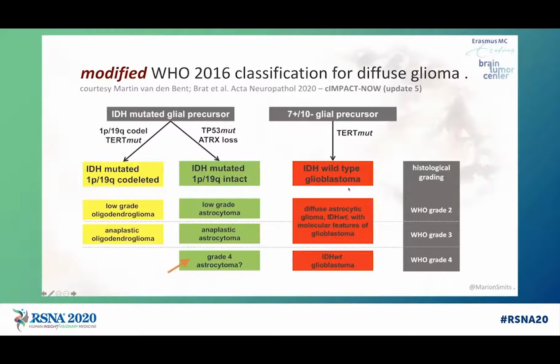IDH mutated tumors are then, as they are now, further classified according to their 1p19q co-deletion status, differentiating them between oligodendroglioma and astrocytoma. And note that there is a proposal to now no longer consider glioblastoma as a term for IDH mutated tumors, but to use grade 4 astrocytoma instead.